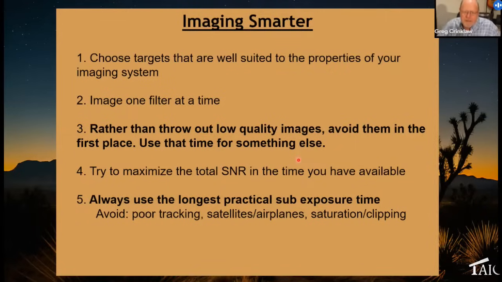The next thing, rather than throw out the low quality images, avoid them in the first place. And this is big. This is a mistake almost everybody makes. Use that time for something else. This is why I say have more than one project. Because if you're just going to image that thing right down to the horizon, you're going to end up throwing a bunch of images out because the scene blew up, right? The signal to noise ratio isn't going to matter that much, but your scene is probably going to blow up. And when you try to put them all together, you're going to compromise the detail. So rather than doing that, stop and image something else. That's point 3.